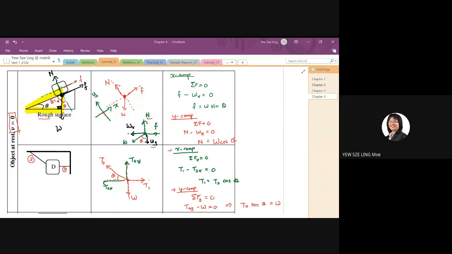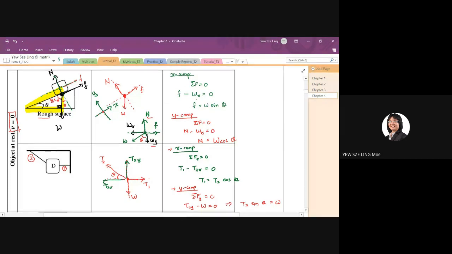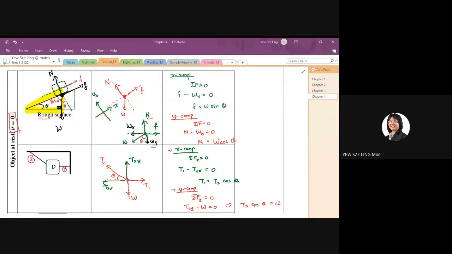Now again, I give you 1 minute to write it down. You write down the diagram, and then you write down the equations. You should have tried it before class.